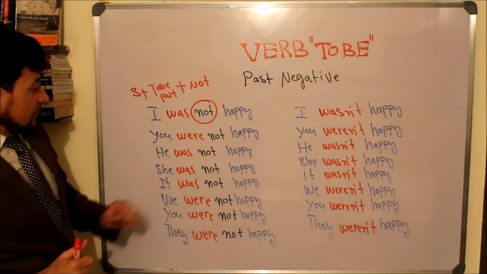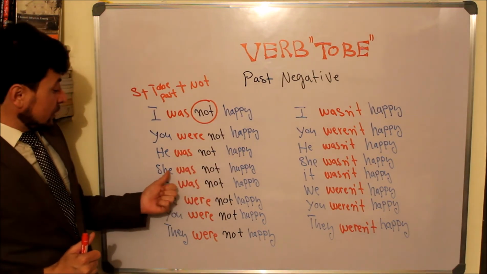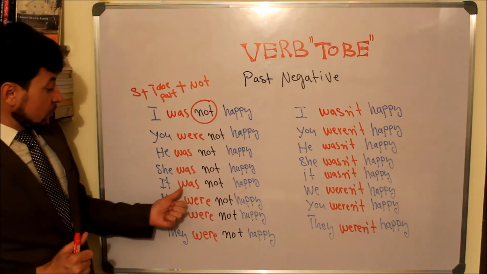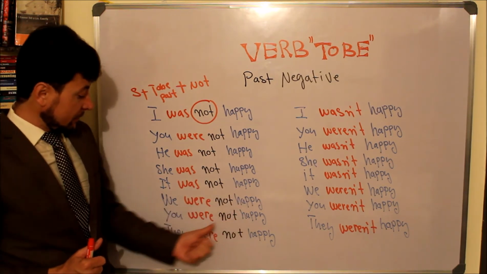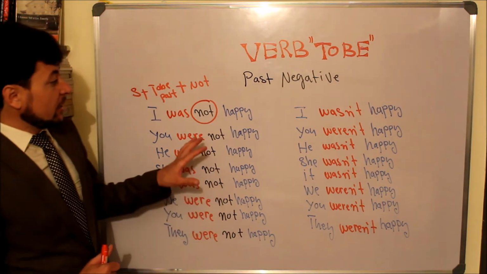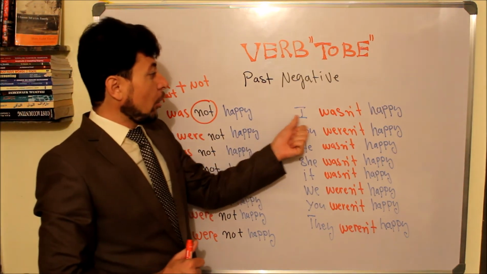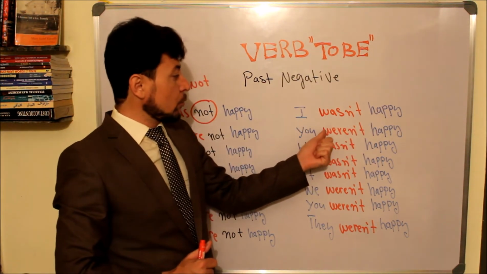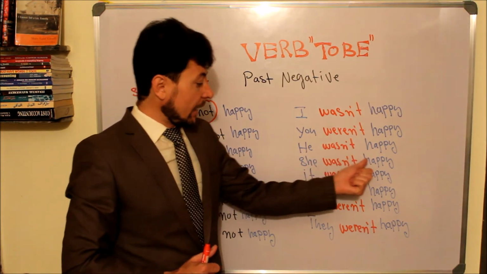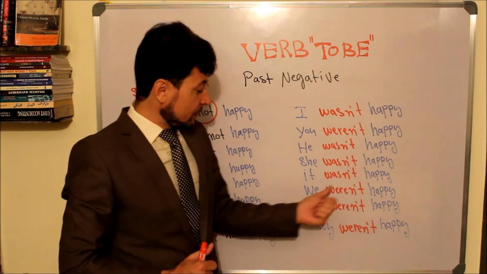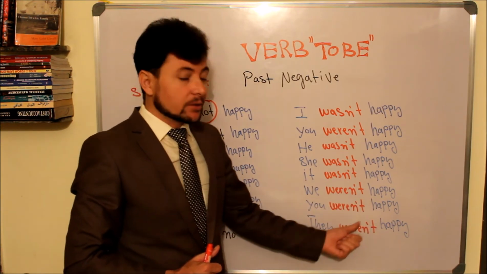So let's look at the examples here. You were not happy, he was not happy, she was not happy, it was not happy, we were not happy, you were not happy, they were not happy. So there is only one contracted form for the negative in the past. I wasn't happy, you weren't happy, he wasn't happy, she wasn't happy, it wasn't happy, we weren't happy, you weren't happy, and they weren't happy.